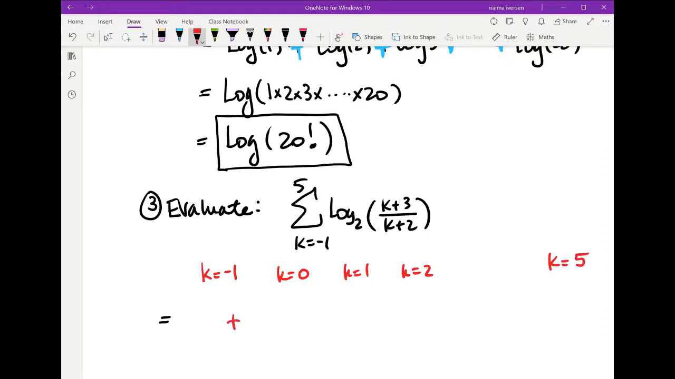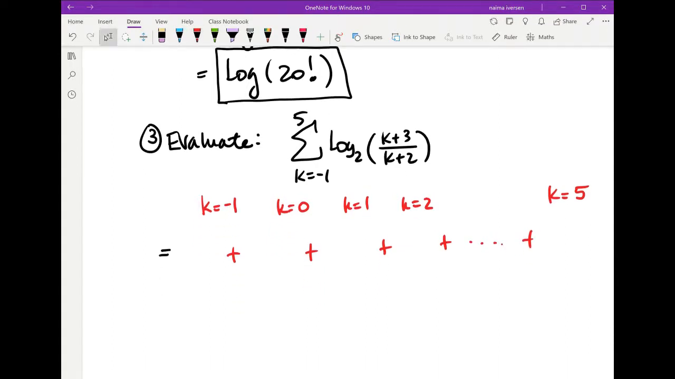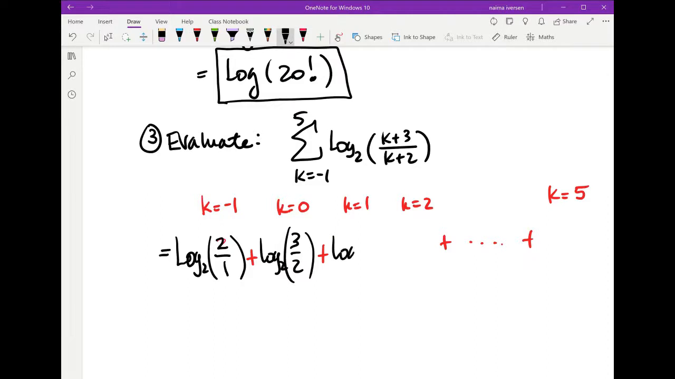Each term will have a plus sign in between, right? So we'll keep going here as we go through. Let's see if we can see the pattern. So I'm going to get log base 2 of -1 plus 3 is 2, over -1 plus 2 is 1. And then we have a plus sign. And the next one is going to be log base 2 of, we plug in 0, 3 over 2. And then we're going to get log base 2, we plug in 1, 1 plus 3 is 4 over 3. And we're going to keep going with this pattern.